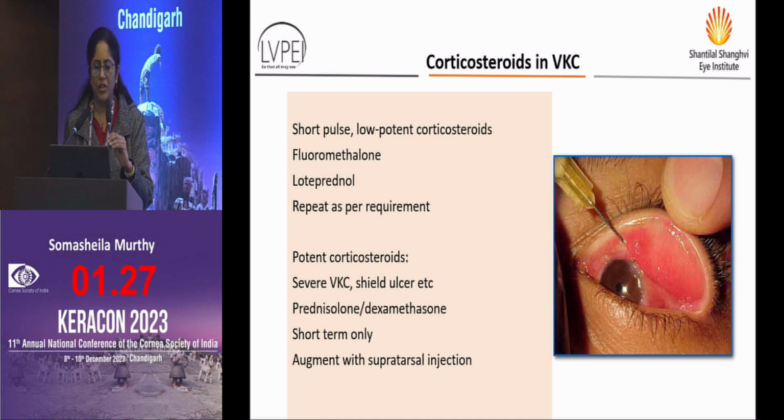How do you use corticosteroids? You can use a short pulse of the low potent corticosteroids such as FML, loteprednol, and so on, and you can repeat them. So you can use them for a few days or weeks and then stop, and then again for the next flare-up. Whereas for certain other indications such as severe VKC, shield ulcer, etc., you use a more potent corticosteroid, but we have to, of course, use them short-term. And you can augment this with a supratarsal injection of steroid in severe cases like the ones I showed you.